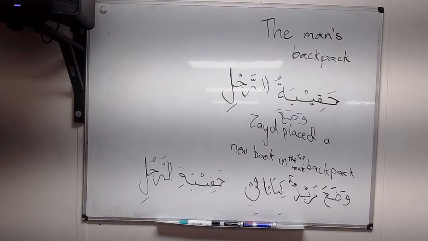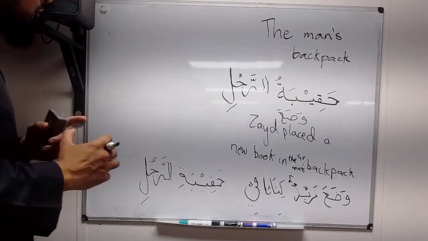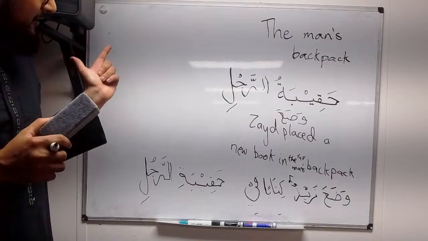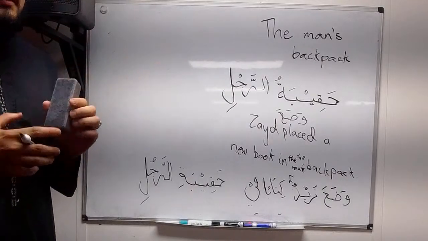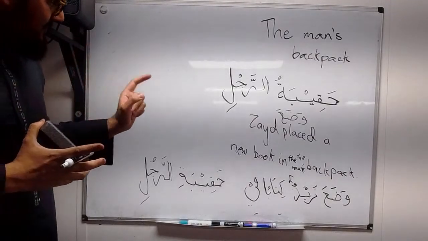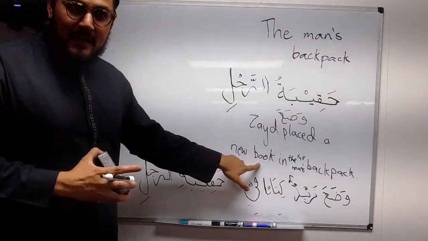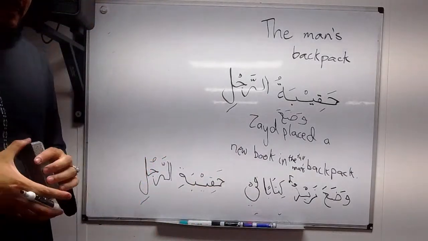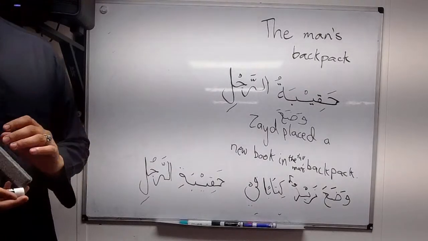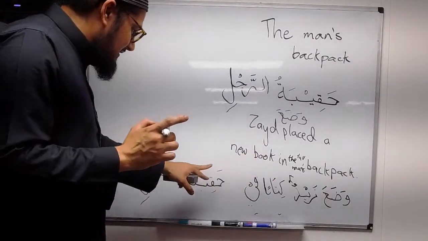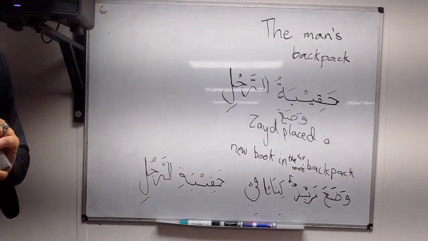And where are we adding the descriptions? It should probably be next to the man. What are the two sifas, the descriptions that we're adding? Tall and new. So new is a sifa. What's the mawsoof? Mawsoof is kitab. It's the thing being described. Okay. Tall is the sifa. What's the mawsoof? Man, rajul, right?